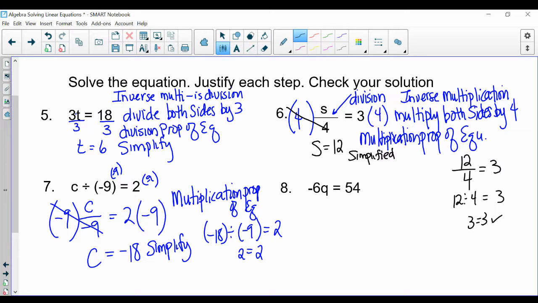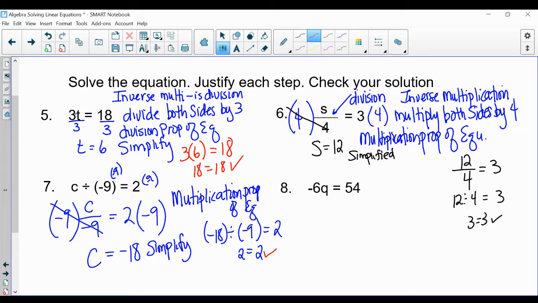All right, we didn't check this one over here either, so let's go back and check it, just to make sure we got it right. So 3 times t, where t is 6, is equal to 18. 3 times 6 is 18, and it checks as well. So far all of them check.